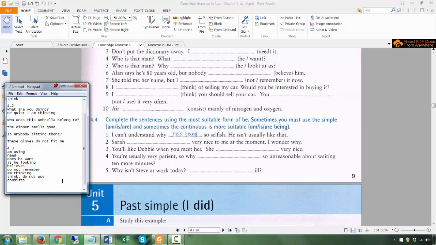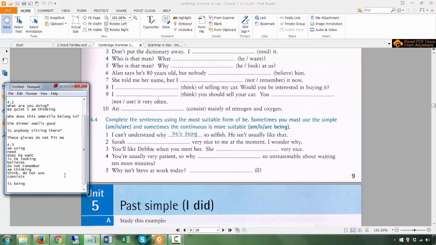If this person is this way, everybody has some kind of character or personality. Like, he's kind. Maybe you have a friend that is generally kind, but he's being nasty right now. So the continuous is right this moment, but generally he's kind, but he's being nasty right now. Okay, so I can't understand why he's being so. He's right now. He isn't. You see, usually he's not like that, but right now. Sarah is being very nice to me at the moment. You can say Sarah is being. I wonder why. Why do you wonder why? Because normally she's not a nice person. She doesn't act in a nice way to people.